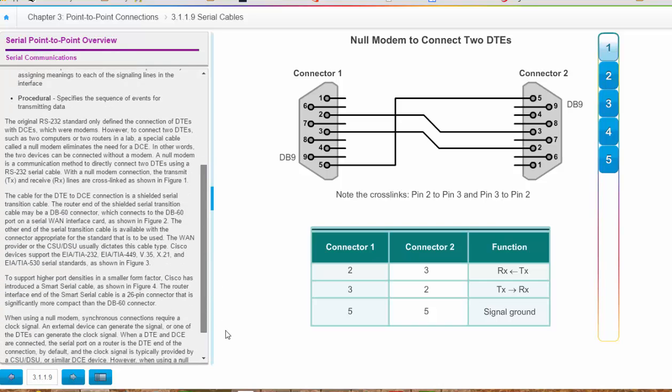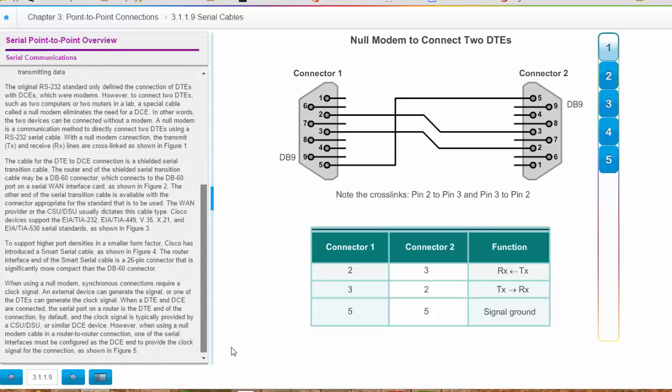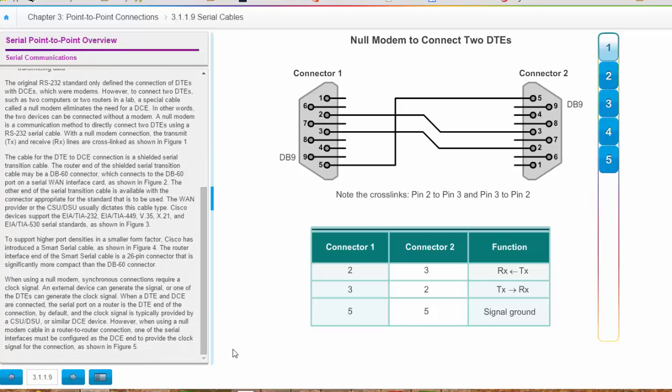The original RS-232 standard only defined connections of DTEs with DCEs, which were modems. However, to connect two DTEs, such as two computers or two routers in a lab, a special cable would typically need to be used. However, in our class, we use cables that were designed so that we don't have to use that special connection in order to connect them correctly.